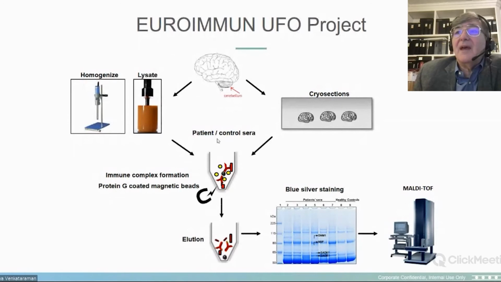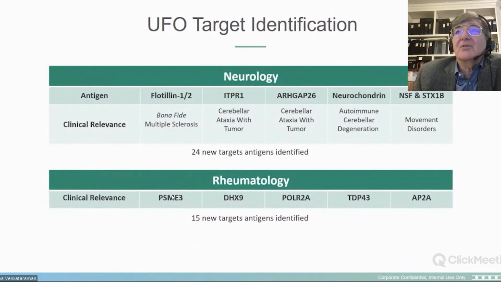You can also look at cryosections instead of whole brain and isolate bits of tissue and do the same process, where you add the patient's serum or CSF, form immune complexes, precipitate and spin down the immune complexes by ultracentrifugation, getting rid of the non-binding antibodies, and then add the protein G-coated magnetic beads and follow through. Next slide.